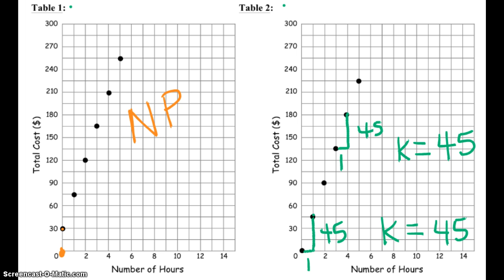This situation is proportional. It passes through the origin and it has a constant of proportionality. We could write our equation as y equals kx or y equals 45x. And if we plugged in values, we should get the values here that are graphed.